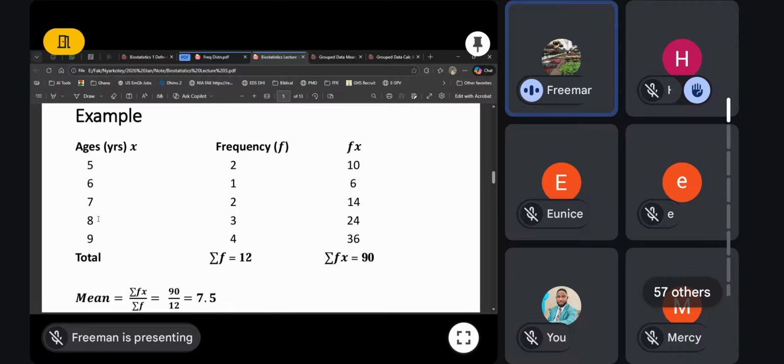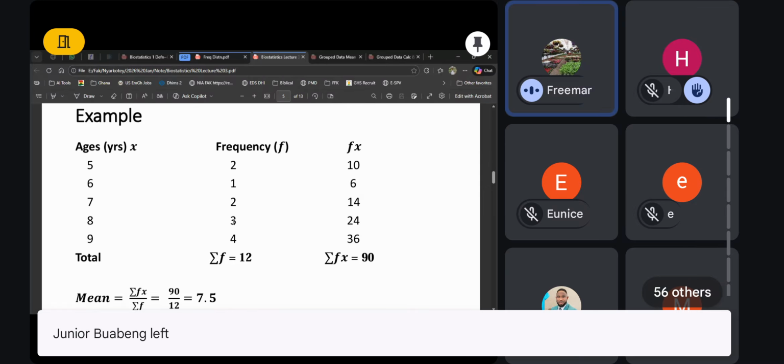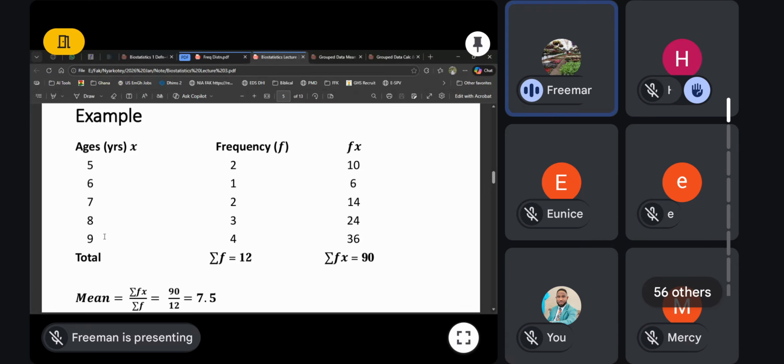8 plus 8 plus 8 is the same as 8 times 3. 8 multiplied 3 times gives you 24. And 9 occurs 4 times. Multiplying by 4 gives you 36. So since we are adding, we only added 5 separately, we have 10. 6 separately, we have 6. 7 separately, we have 14. 8 separately, we have 24. 9 separately, we have 36.